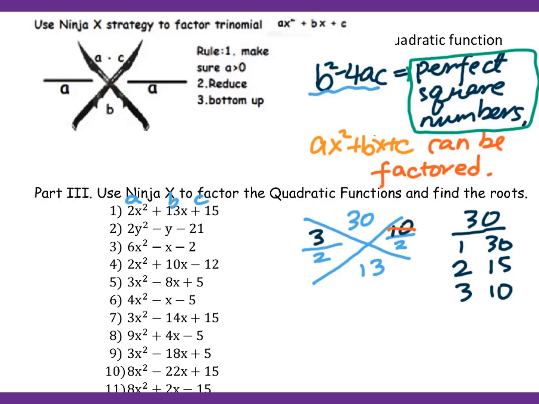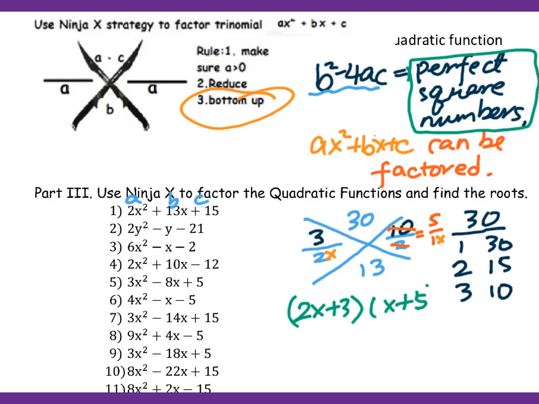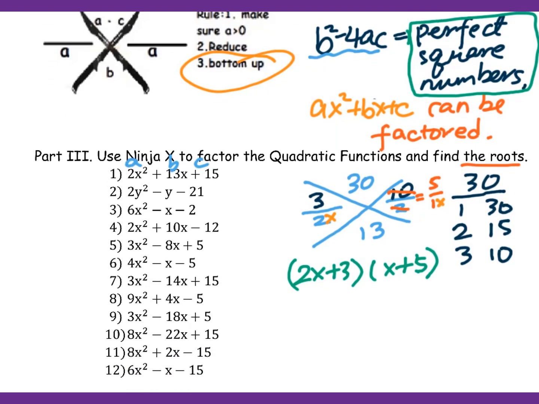Remember, reduce. So I got, this is a 5, here's 1. Then put the variable at the bottom. This is x. Then write down the factor using bottom up. Therefore, my answer will be 2x plus 3 times x plus 5. That's factor. How you find the roots? You will make each factor equals 0. I got 2x plus 3 equal to 0, or x plus 5 equal to 0.